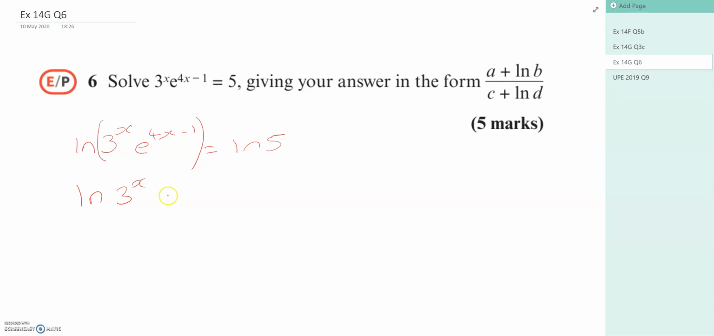Another log law says that if I'm adding logs, then I can multiply the numbers together. So doing the opposite of that means that if they're being multiplied, here we've got 3 to the x multiplied by e to the 4x minus 1, that means I can split them up into additions. So I've done that. Now I can bring the x down, and I can bring the 4x minus 1 down.